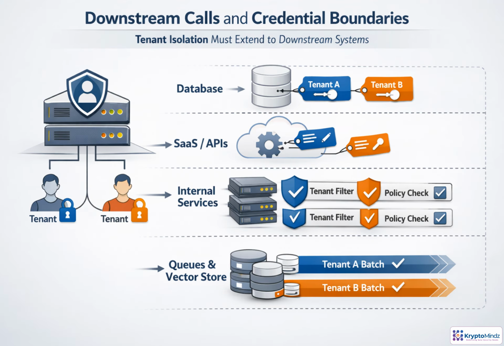The boundary cannot stop at the MCP server. Every downstream hop must preserve it. For sensitive systems, use tenant-scoped credentials, such as per-tenant tokens or service accounts. If a shared credential is unavoidable, the application must add tenant filters, policy checks, and auditable context before each call. Pass tenant identity through headers, metadata, or client parameters, so databases, APIs, queues, and vector stores can enforce it. Be careful with batching. Mixed tenant batches are safe only when every item carries verified tenant context and is checked independently.